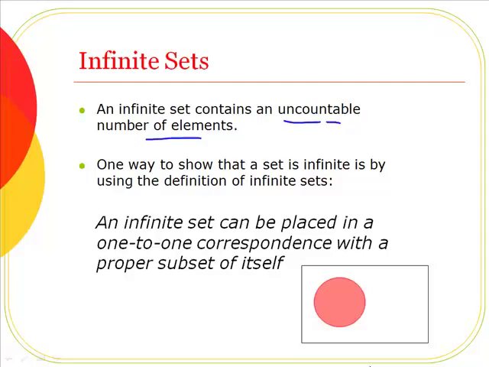Now, how do we show that a set is infinite? One way to do it is that an infinite set can be placed in a one-to-one correspondence with a proper subset. So notice this set here is within the set. So it's a proper subset. It's totally contained within the set. So if we can create a relationship like this, we can show that a set is infinite.